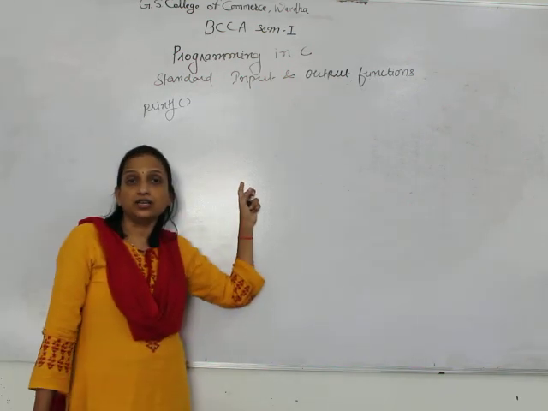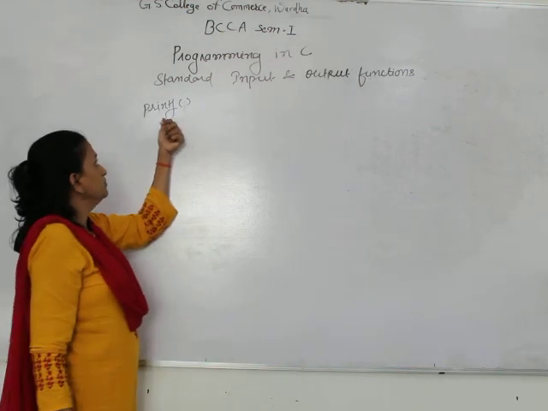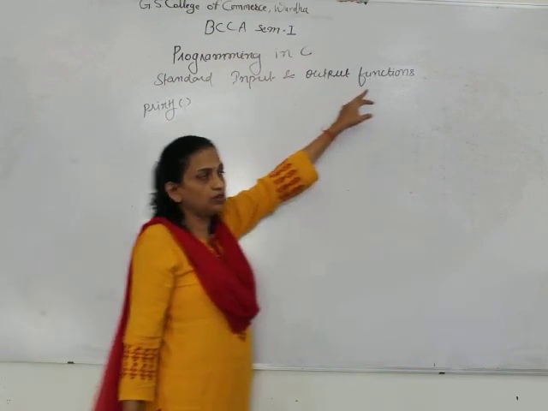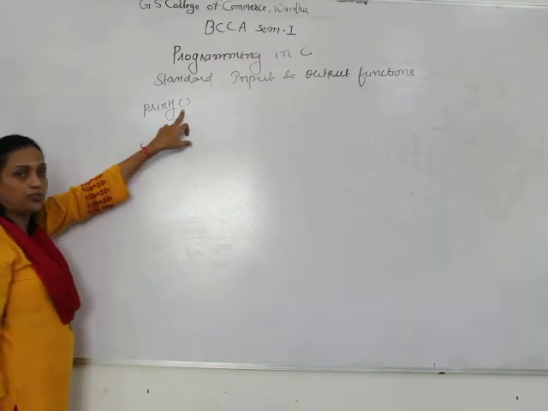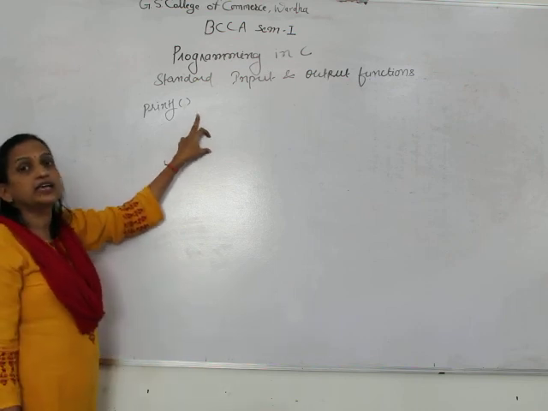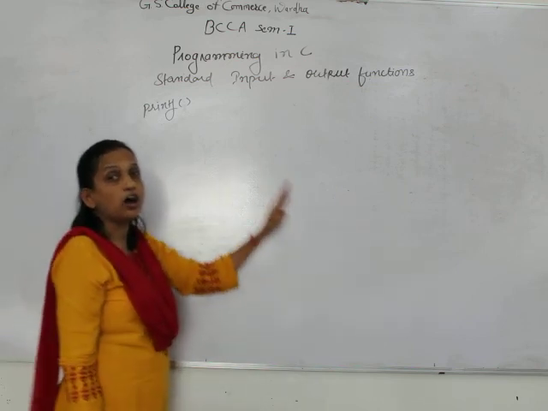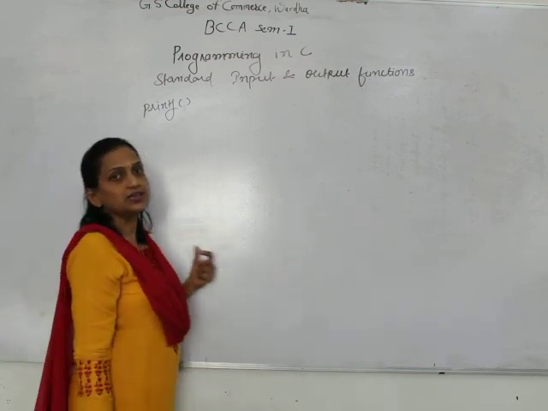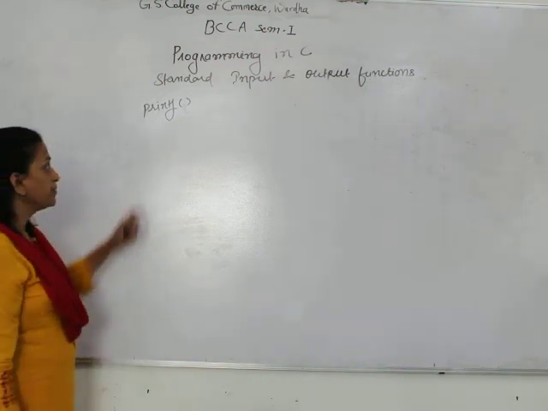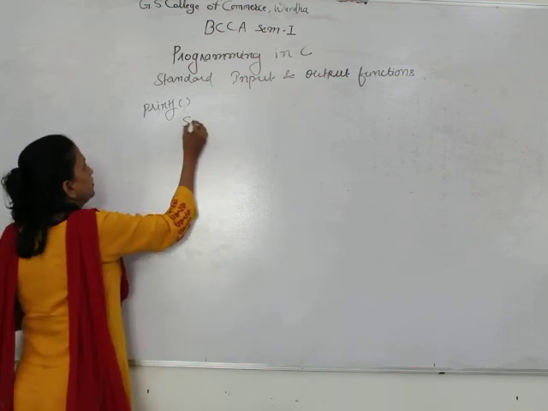The printf function is an output function. It is always followed by parentheses, since it is a function. Why is it an output function? Because it is used to display the output of your program. As well as that, if you want to print any text, you can use the printf statement. So printf is an output function, and let us start with the printf syntax.